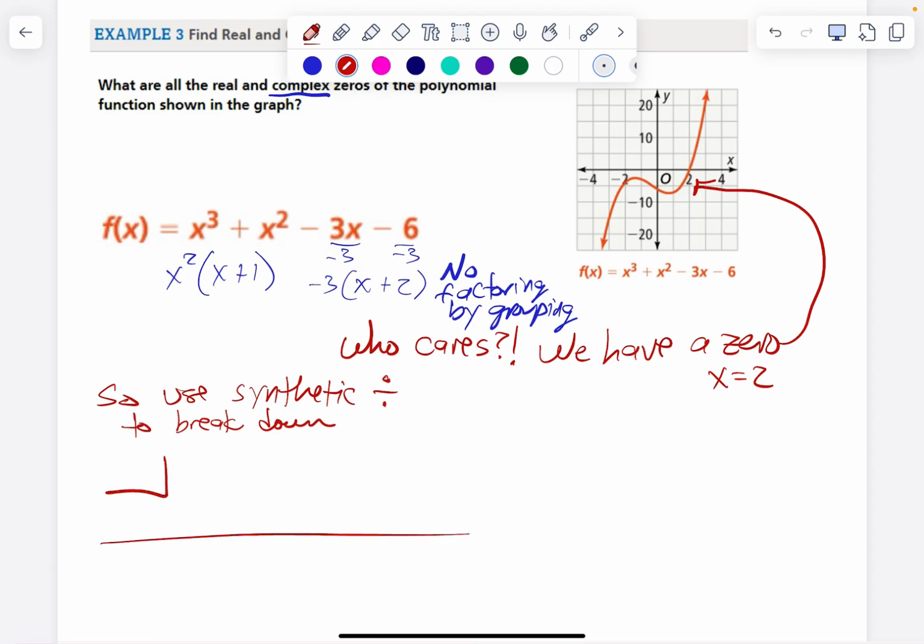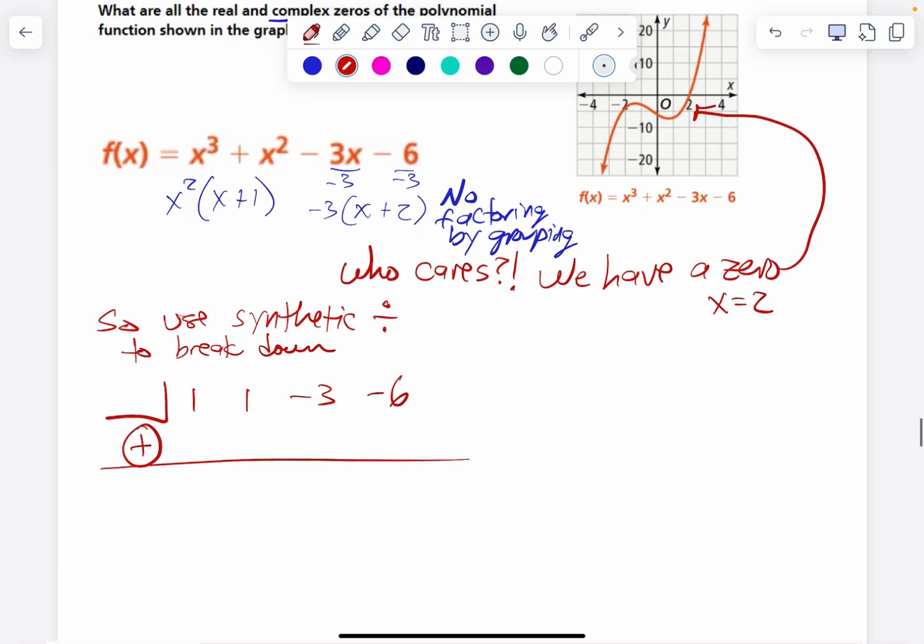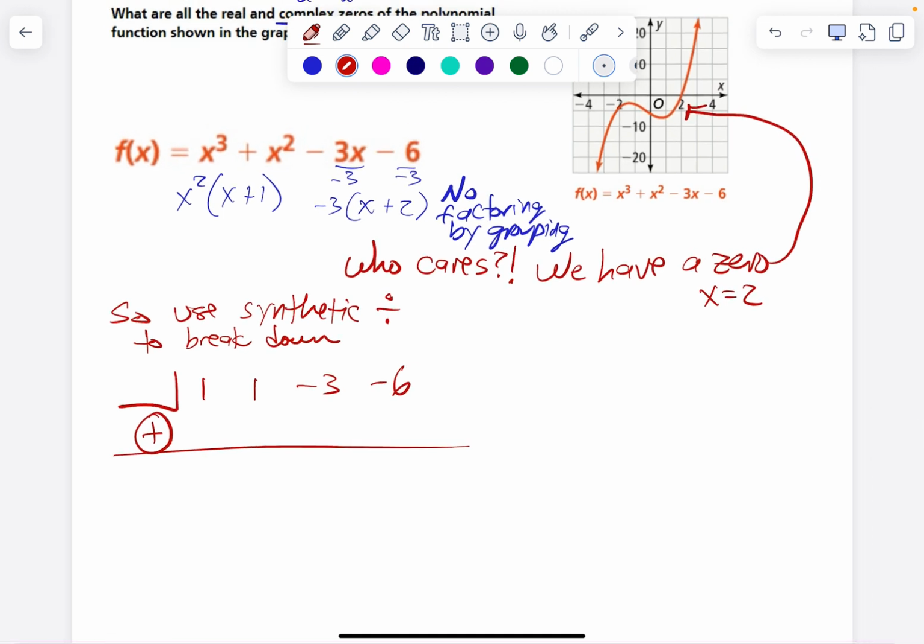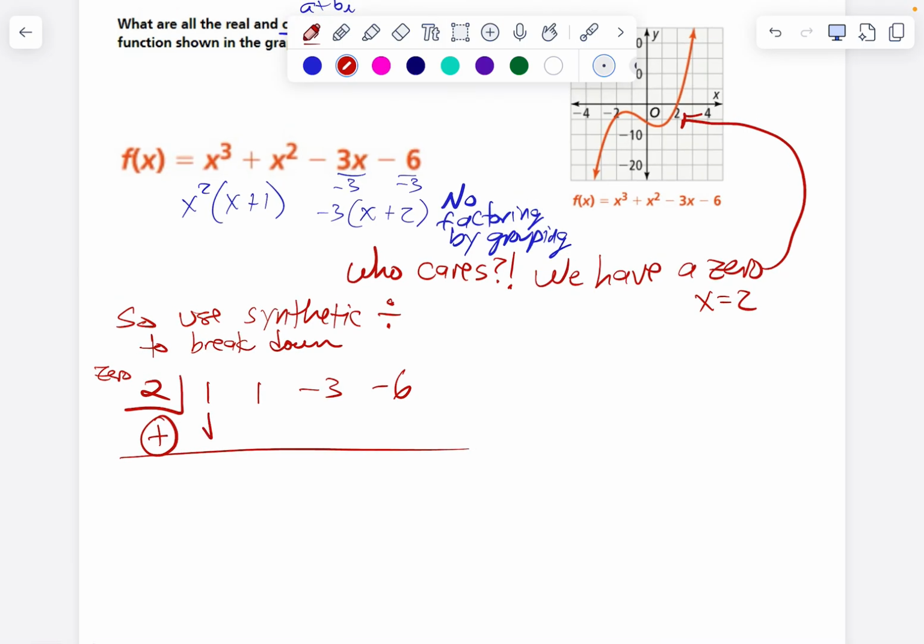What goes up here? It's 2. It's our 0, right? The actual 0 goes in there. So it's 2. Okay, you remember synthetic division? We did it on Monday, but we haven't done it since. What do we do first? Drop that 1 down, and then multiply, add, right? So 2 times 1 is 2. 1 plus 2 is 3.